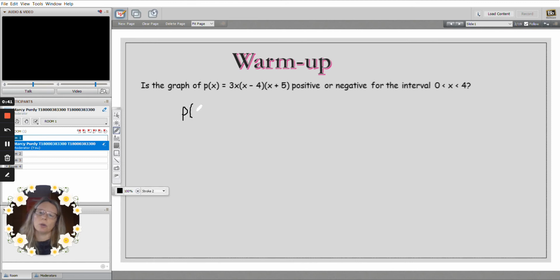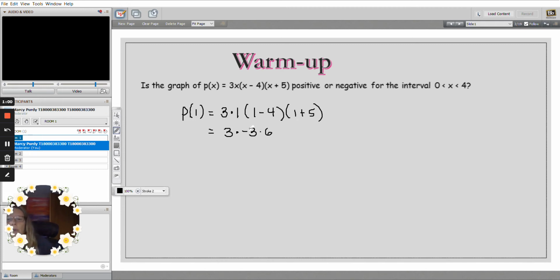So we'll do 1, and when we plug that in, we get 3 times 1 times 1 minus 4 times 1 plus 5. Now you could put that whole thing in your calculator at once, or you can simplify it a little bit. It's up to you. So 3 times negative 3 times 6. And we're not graphing this, so we're not necessarily concerned with what the number is. We're only concerned with if the number is positive or negative.